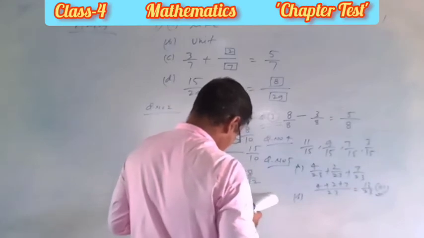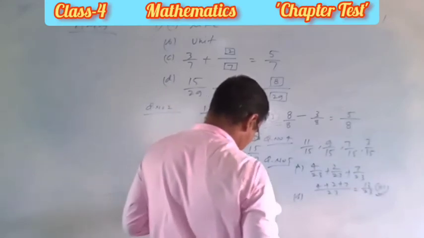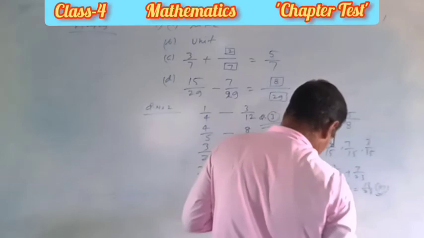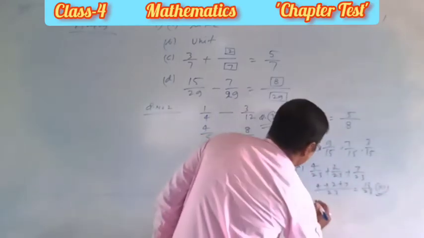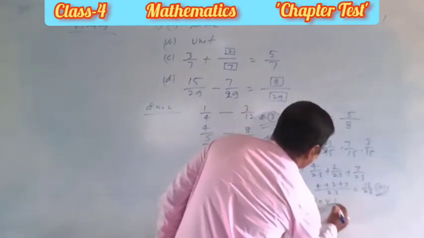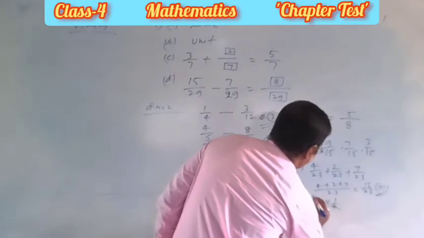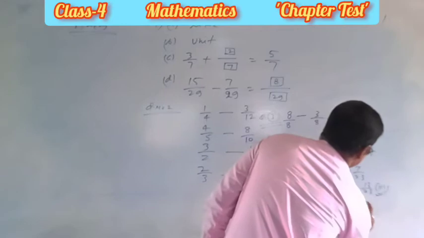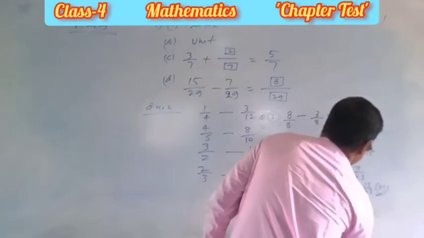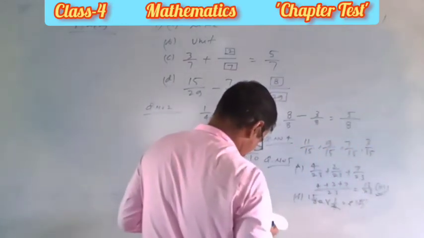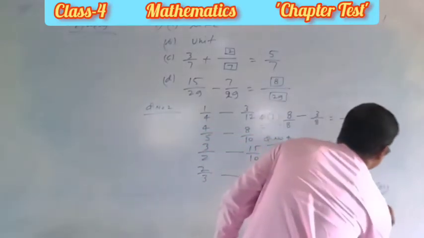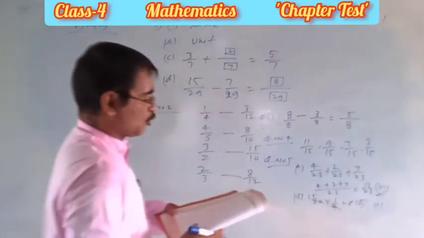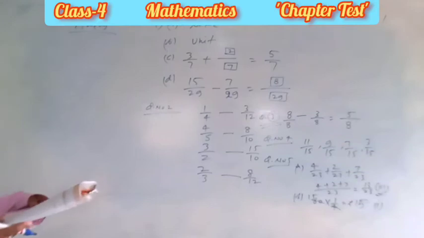B: If 1 kg of apples costs ₹60, how much will be the cost of 1 by 4 kg? 60 into 1 by 4. 4 fifteens, equals ₹15, is your correct answer. That option is 1. In this way, you solve all questions of the chapter test.